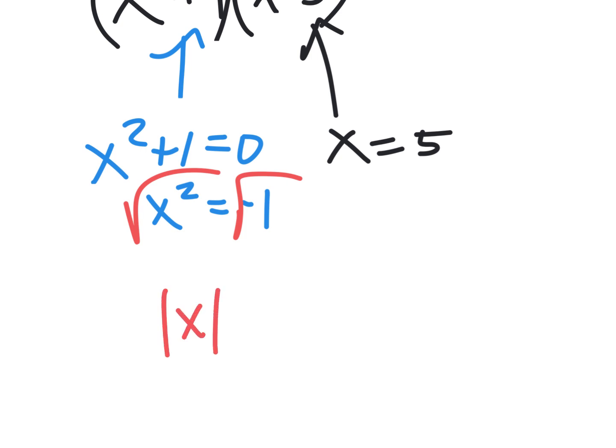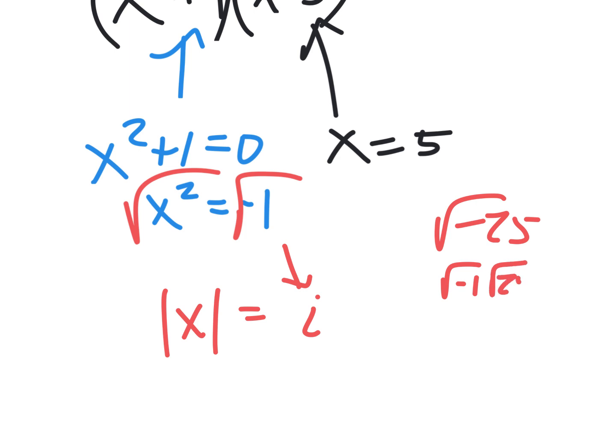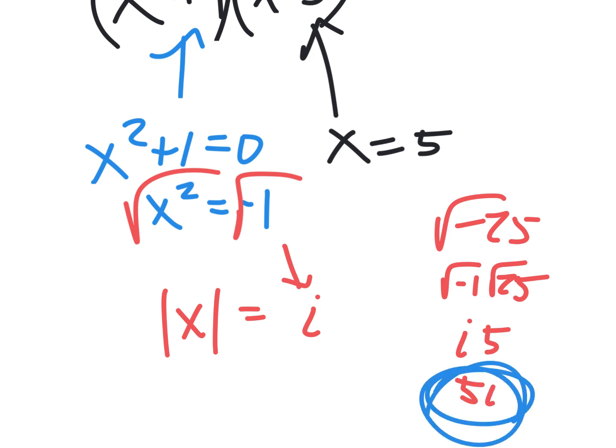Very good. And then what's this? i. The square root of -1 is i. If it had been the square root of -25, it would have been 5i. The i comes out to take care of the negative. Think of it this way: square root of -1 times square root of 25, and the square root of 25 is 5. And that's i. So i5 or 5i. That's really how you'd write it.